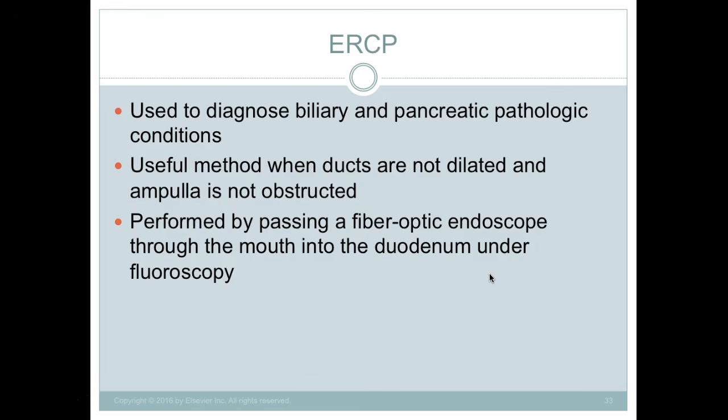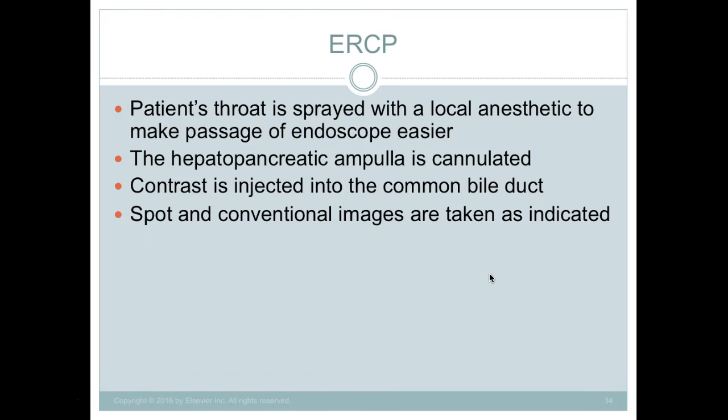Okay, and ERCP. So we use those to diagnose biliary and pancreatic pathological conditions. It's a useful method when ducts are not dilated and the ampulla is not obstructed. It's performed by passing a fiber optic endoscope through the mouth and into the duodenum under fluoro. The patient's throat is usually sprayed with an anesthetic to make the passage of the scope easier. The hepatopancreatic ampulla is cannulated, so we insert a little tube through there. Contrast is injected into the common bile duct, and spot images are taken.